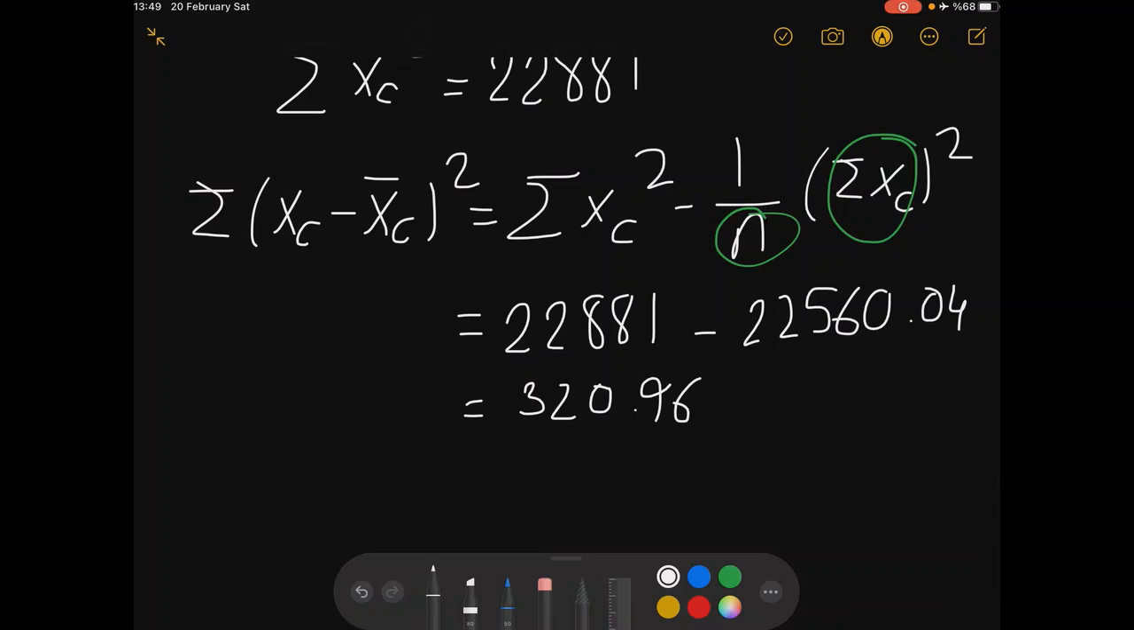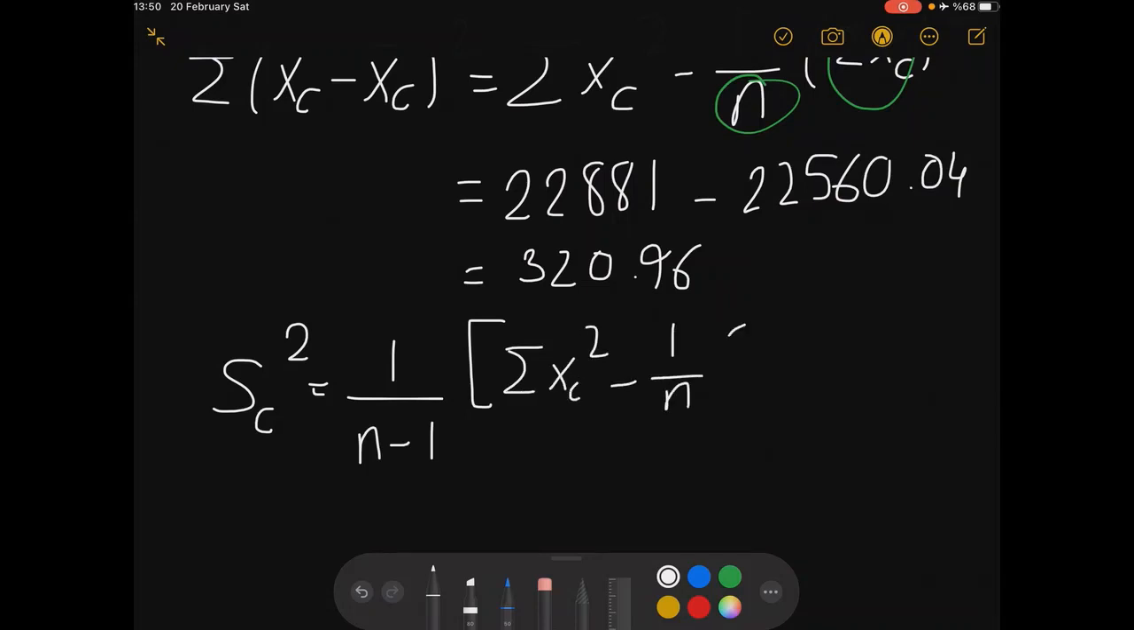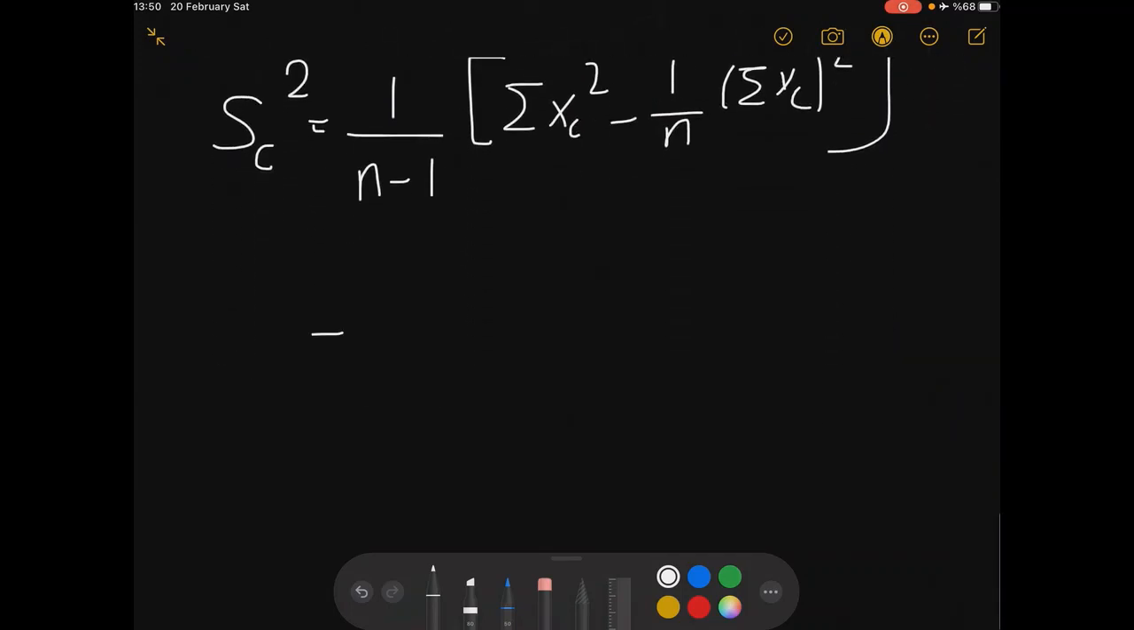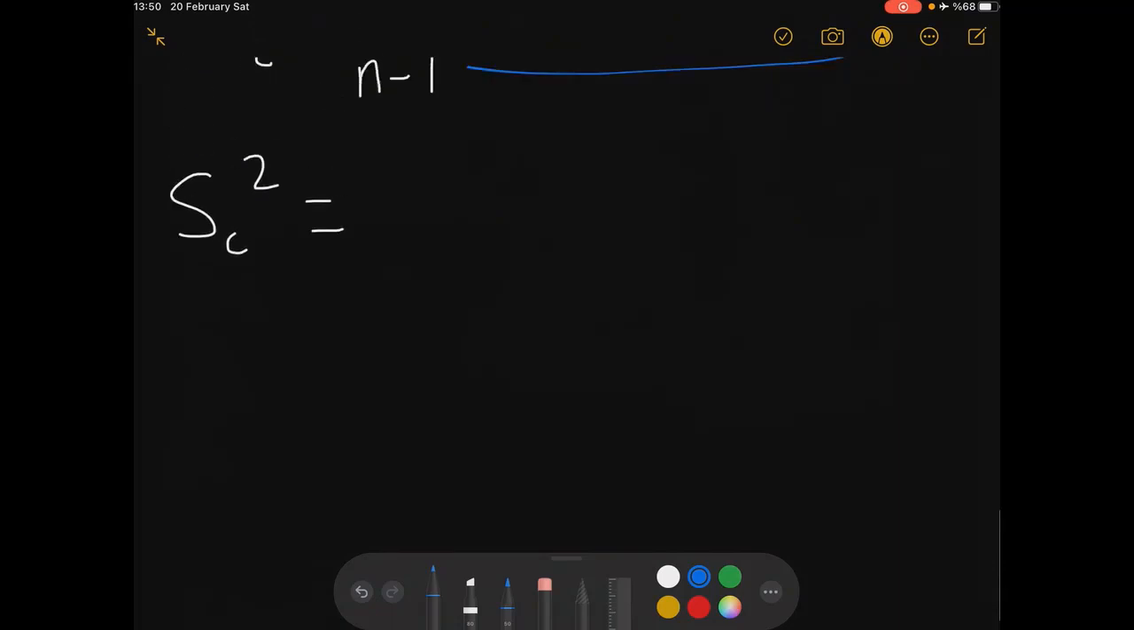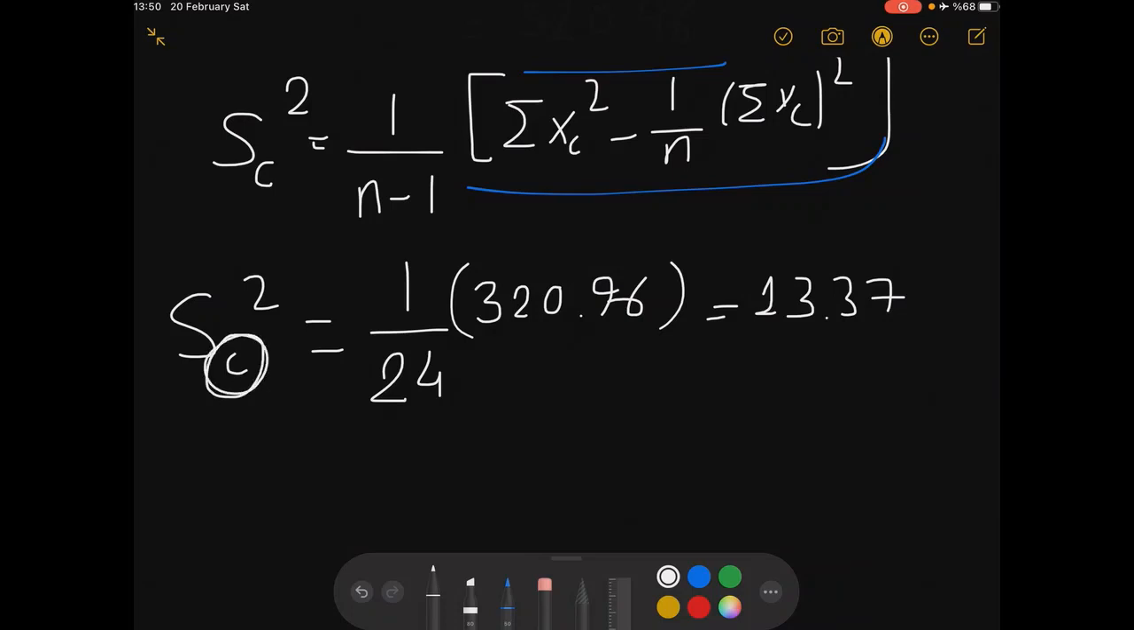96. Okay, now your sc square will look like this: 1 over n minus 1 times the sum of xc square minus 1 over n times the sum of xc, squared, right? You already have these values calculated, and you put them in their correct positions, and this is 1 over 24. Be careful, because what we're doing is unbiased estimation, and the result will be this one. But be careful, this is for coded values, okay?